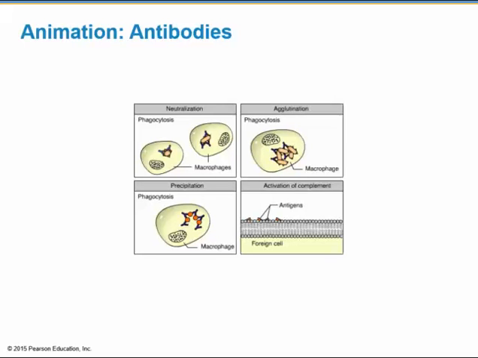One of the most important mechanisms of humoral immunity is the activation of complement proteins. Binding of antibodies to a foreign cell triggers complement proteins in body fluids to form a hole in the membrane of the target cell. The hole allows water and solutes to enter the cell. The foreign cell swells, bursts, and dies. Humoral immunity, mission accomplished.